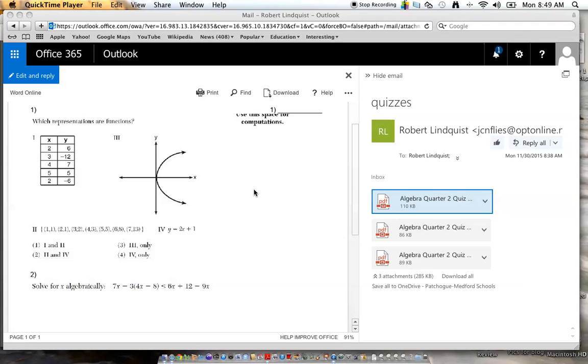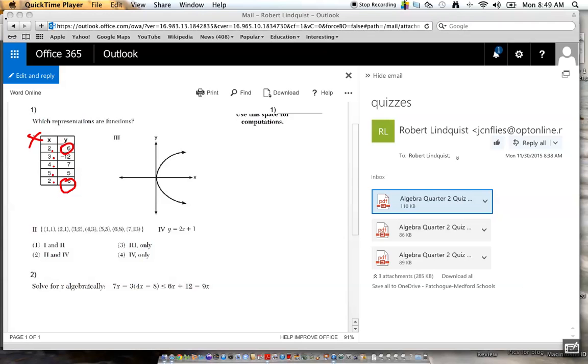So, if we take a look at choice 1, what I see here is a 2, a 3, a 4, a 5, and then another 2, which means if the input's 2, the output's 6. And if the input's 2, the output's -6. That can't happen. So this is not a function.